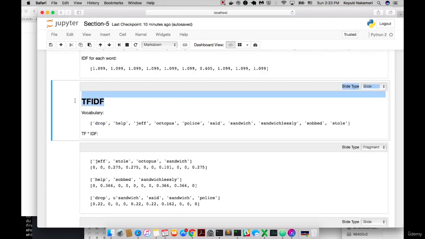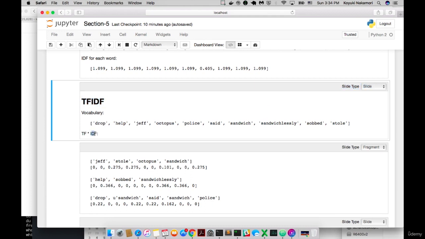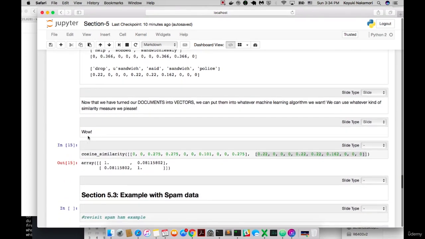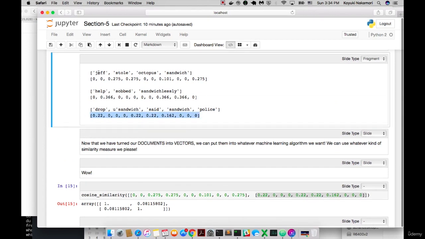Count vectorizer is a bag of words, pure counting of the frequency of the words. However, TF-IDF adds another term called IDF, the inverse document frequency, times the term frequency. That's pretty much it. So now we have this vector for this document; for the first document, we'll have this vector.